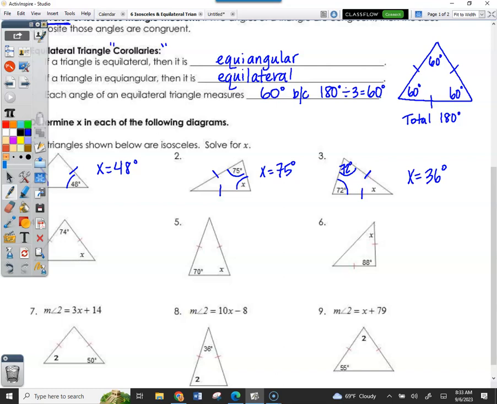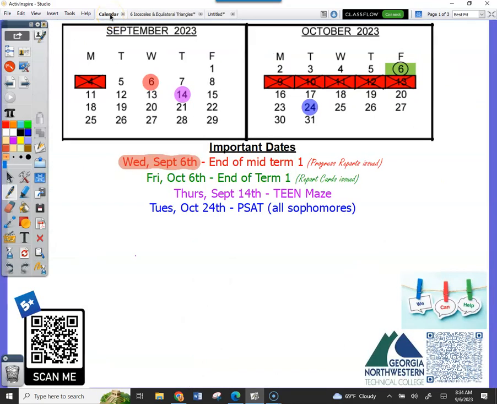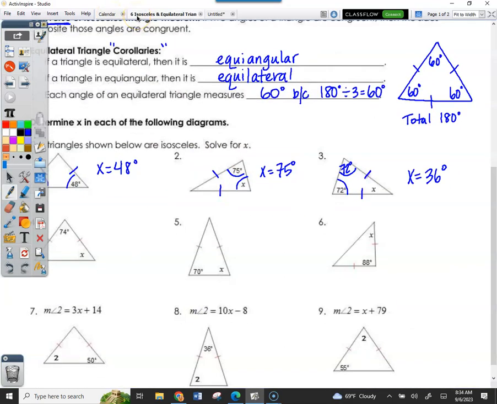Thursday. I was trying to remember. Teen Maze is coming up. I hope y'all turned in your forms. They still take them, I think. Yeah, I think they're going to feed you if I remember correctly.